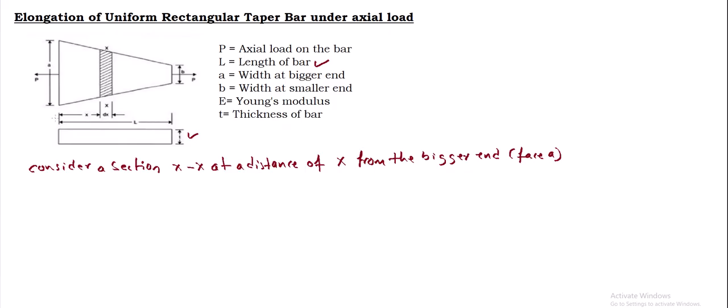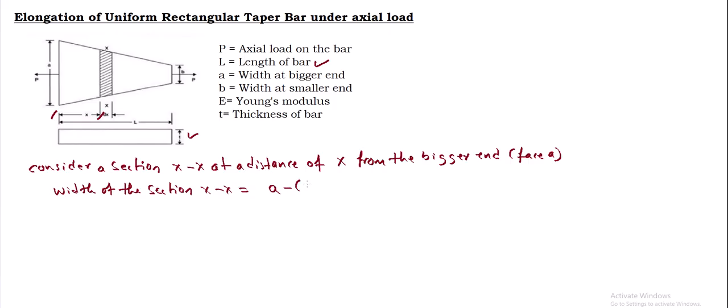As you can see, this is the distance which is taken as X to consider an element. So I need to know what is the width of this section. The considered section is XX, so what is the width of the section XX? I can write the maximum dimension or width is A.